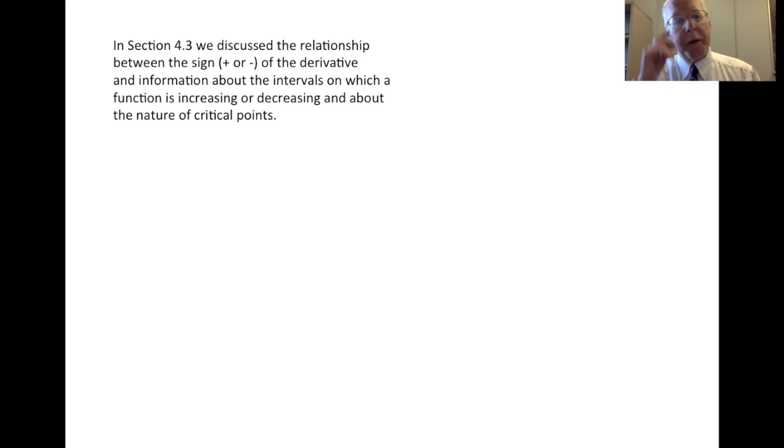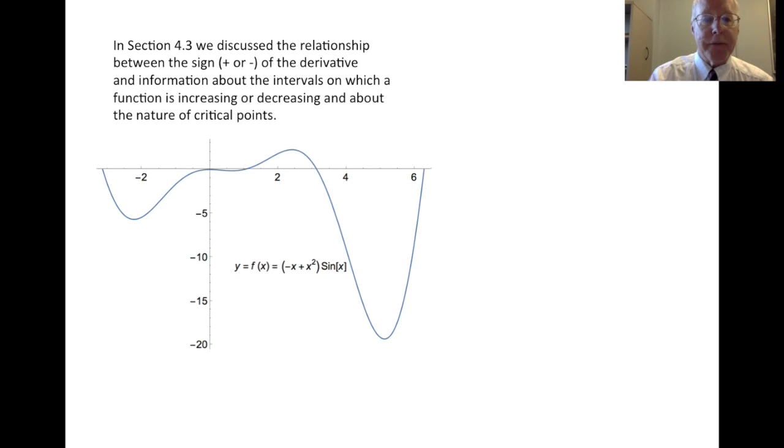So we already in section 4.3 discussed the relationship between the algebraic sign of the derivative, that is whether it's positive or negative, and information about intervals on which a function is increasing or decreasing. And also about the nature of critical points. We found that we could decide if a critical point is a relative maximum, a relative minimum, or neither by looking at the first derivative.